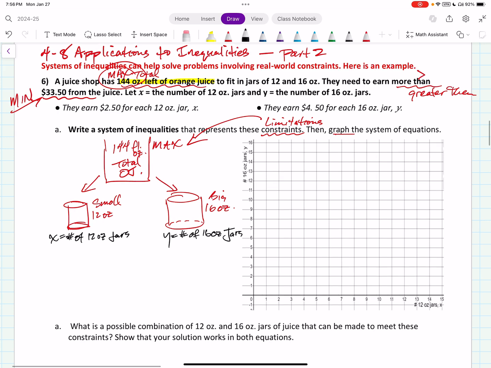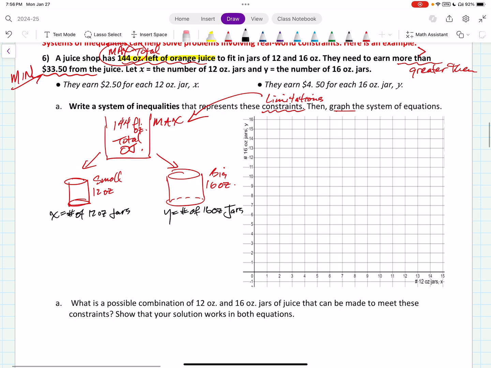Well, the case is on the other one here. If we sell one 16-ounce jar, obviously we use 16 ounces. Two times 16 is 32 ounces, and so on. But we can max out at 144. So we don't know how many jars we should sell to maximize our profit here of sales.